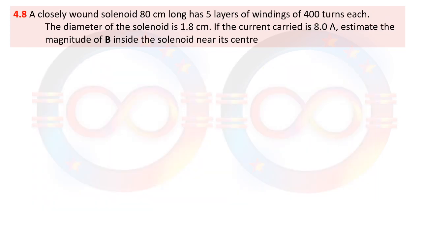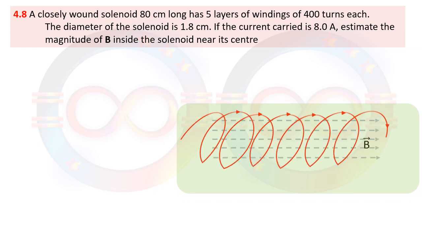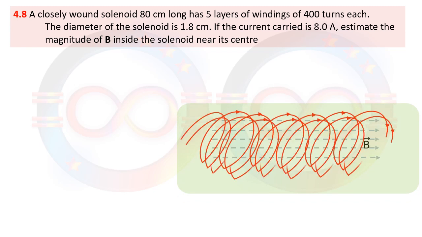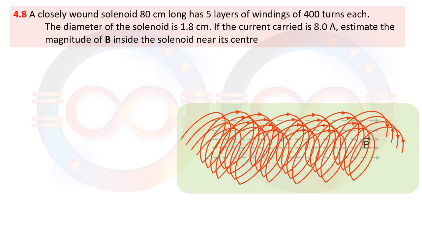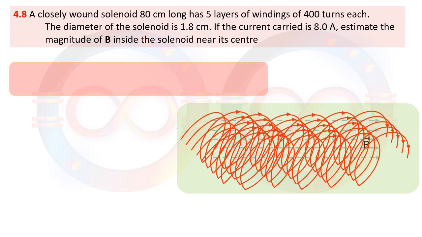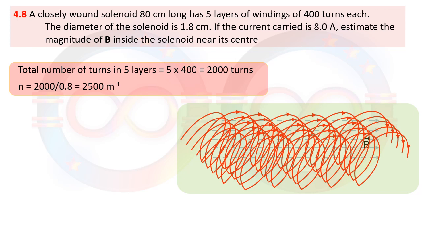Then question number 8 says that a closely wound solenoid of 80 centimeter has 5 layers of windings of 400 turns each. That is 400 turns each, but 5 layers are there. So if we have 5 layers, the total number of turns is 5 into 400, that is 2000 turns. But these 2000 turns are available in 0.8 meter, that is 80 centimeter. So what is the number of turns per unit length? Then we have to divide by the length. It means it is 2500 per meter.